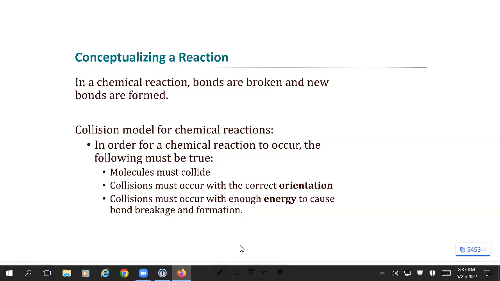if I don't push hard enough, even if I have the correct orientation, I can't get the markers to actually connect. But with the proper energy, they go together. So all three factors have to be there. They have to interact. They have to interact correctly. And they have to interact with enough energy to reorient all the bonds that need to be reoriented. Without one of those three, the reaction doesn't occur.